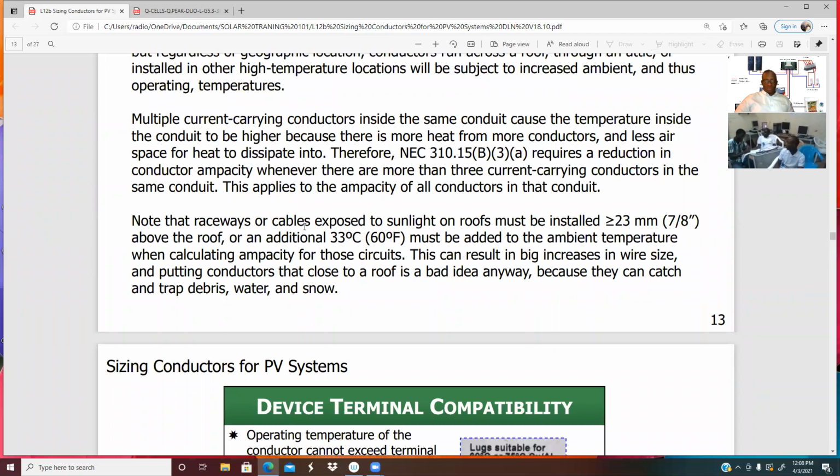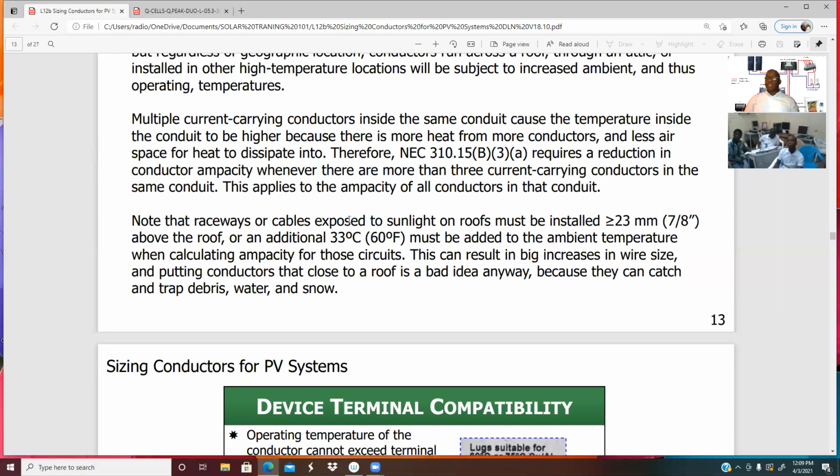That's what it said. Multiple current carrying conductors inside the same conduit cause the temperature inside the conduit to be higher because there is more heat from more conductors and less air space for heat to dissipate into. Therefore, the NEC 310.15(B)(3)(a), these are the code.